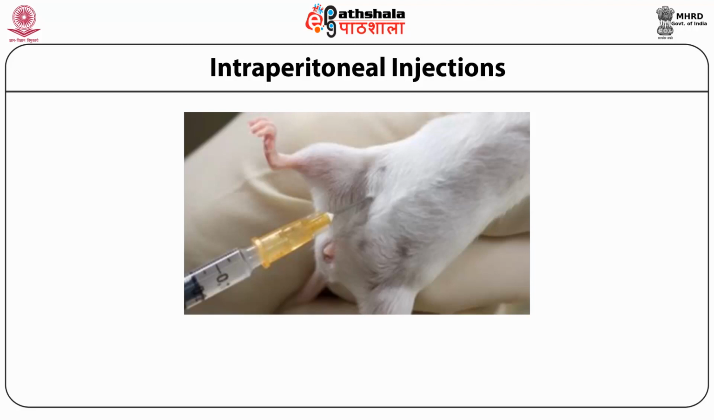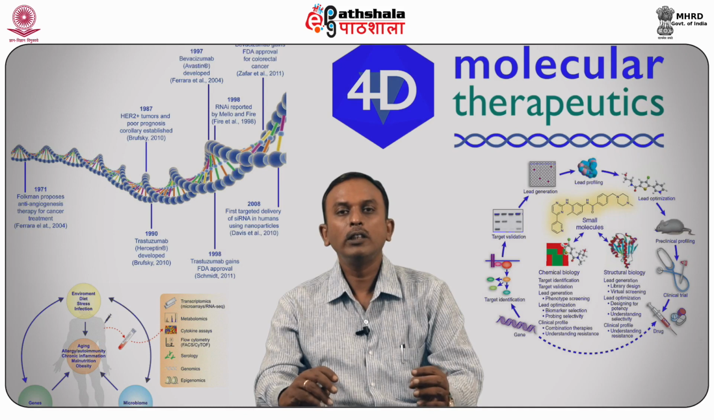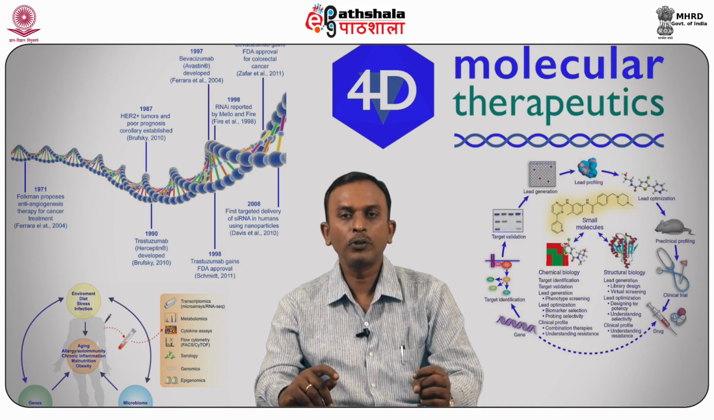During the intraperitoneal injection, you should always disinfect the area with a disinfectant, and the angle of injection is 30 to 45 degrees, caudal to the umbilicus and lateral to the midline. This is one of the more important things which we should ensure when injecting properly into the peritoneum.